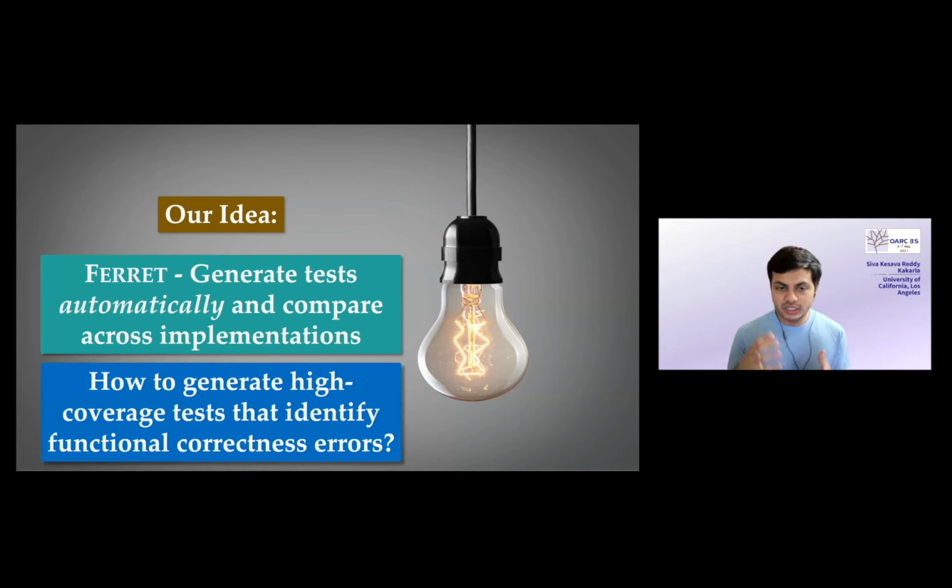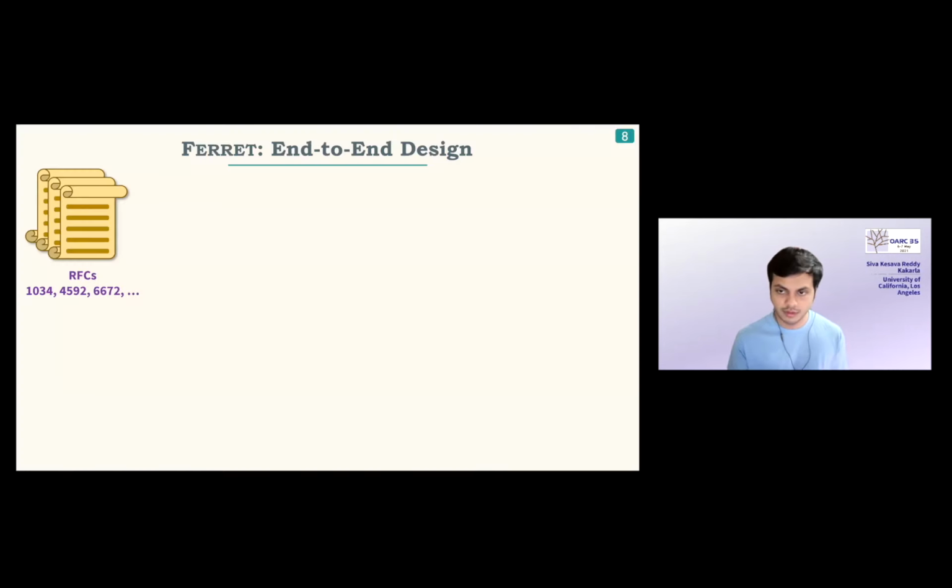But how do we generate high coverage tests that identify functional correctness errors? To explain that, first I will give an overview of the end-to-end design of the system before delving deeper into how we generate the tests automatically. So we have RFCs, and we leverage RFCs to drive test generation, a technique called specification-based test generation. Using this technique, we produce tests that cover many distinct DNS nameserver behaviors.